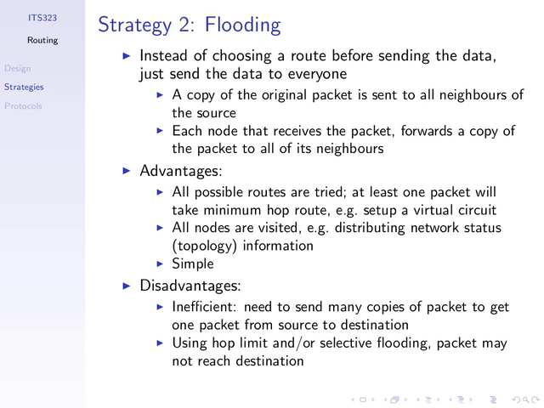The problem with flooding is it's very inefficient. To get one packet from source to destination, I need to send many copies of that packet. That's wasteful of my network resources. We can increase the efficiency by introducing some limits on how many copies we send. We'll see them shortly, using a hop limit or selective flooding. But if we use them, in some cases we may not reach the destination. That's a problem. Let's look at how it works.